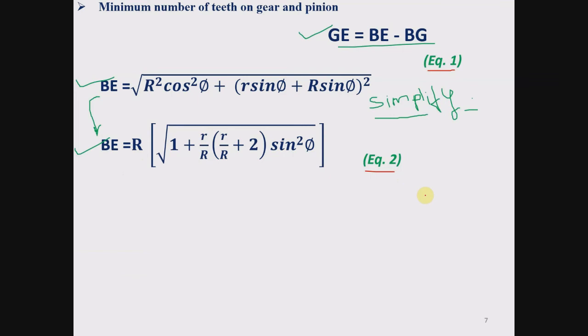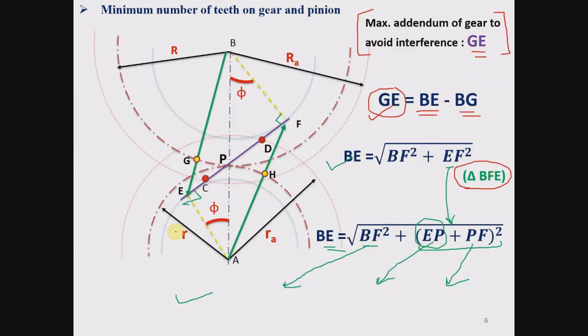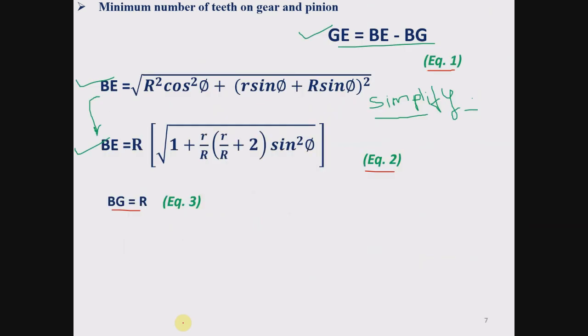We have determined BE. Now what is BG? Go back to the diagram and tell me what is BG. What is BG? It is pitch circle radius of gear, capital R, correct? BG is the pitch circle radius of gear, capital R. So we have equation number 3. BG is equals to capital R.